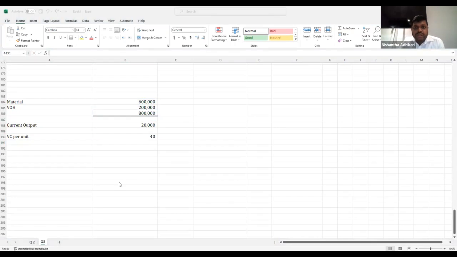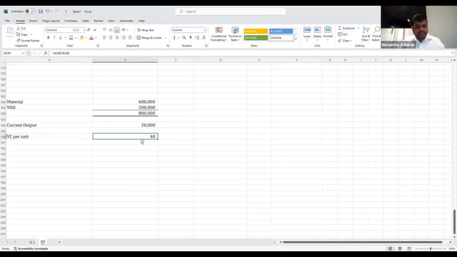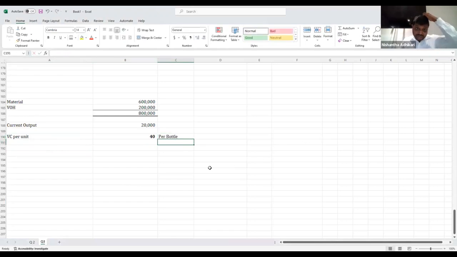Now if you look at the beverage division, currently this is the variable cost per bottle. The beverage division currently purchases the bottle at 60 rupees. 60 plus processing cost 40, then it is 100.